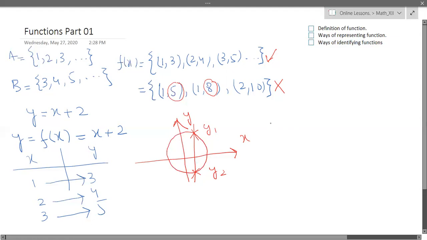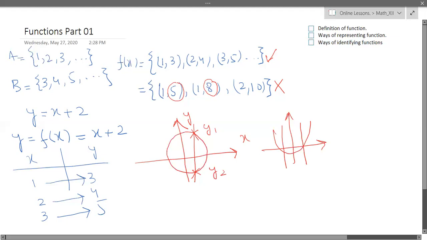Now, what if I draw another graph? In this case it's like this, and if you draw a vertical line, it will only intersect the graph at one point. No matter wherever you draw the vertical line, it will always intersect at one point. So this one will be a function, because for one value of x you have only one value of y. So the trick is, if a graph is given, you just have to draw a vertical line. If the vertical line intersects at one point only, it will be a function. If it intersects at multiple points, it will not be a function.